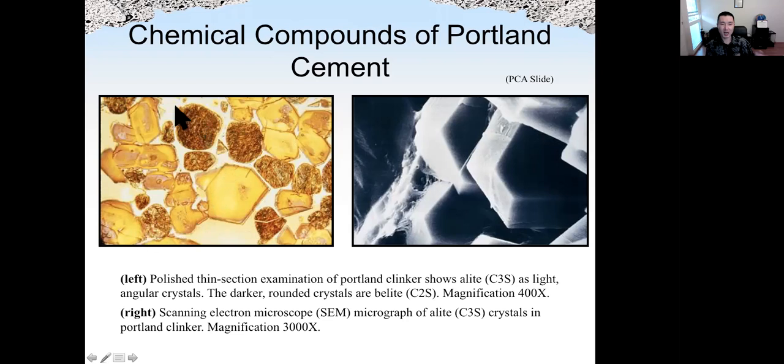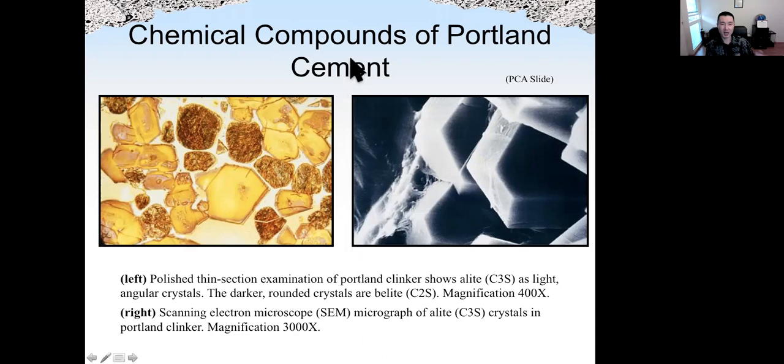Again, the dark round color is C2S. The angular shape and yellow light color is C3S, and everything in between is a mixture of C3A and C4AF. Unfortunately, we cannot tell which part is C3A and which part is C4AF. We call that the liquid phase, but we can know roughly how much C2S and C3S we have.